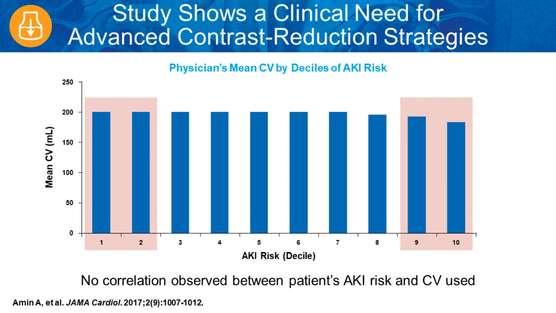This is data from Dr. Amit Amin's 2017 study looking at volume of contrast administered based on a given patient's risk for acute kidney injury. And what this shows us is, despite what a patient's risk of AKI may be, we're giving these patients the same amount of contrast. You would think that the patients at highest risk of AKI, we would do the most to reduce contrast volume. But real-world practice seems to be the opposite of that. And that's why we need to change our practice so that those at highest risk, we can minimize the contrast volume administered to those patients.